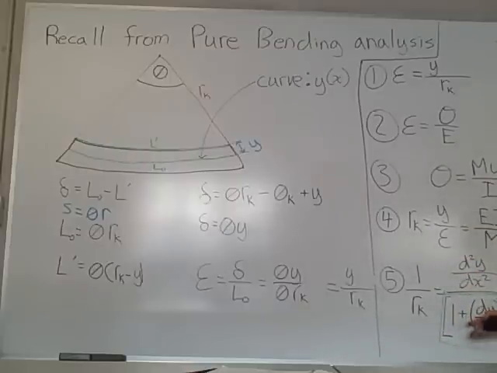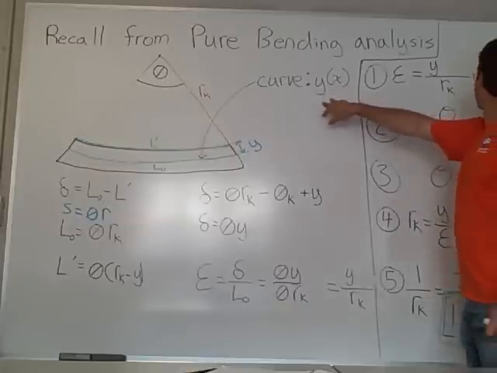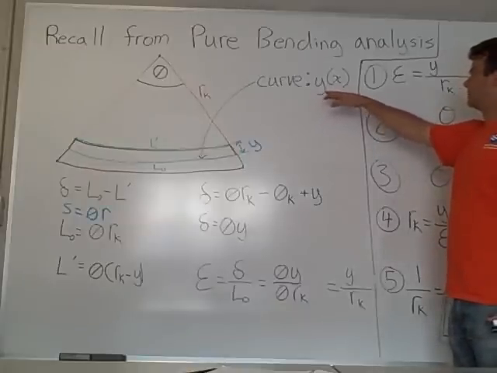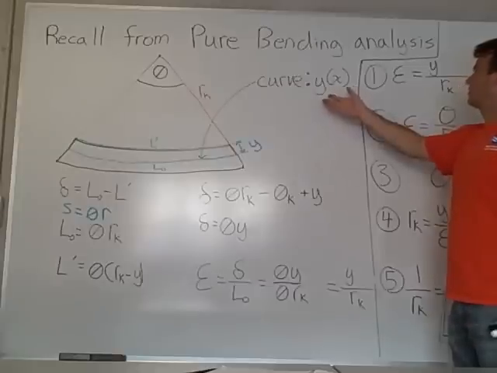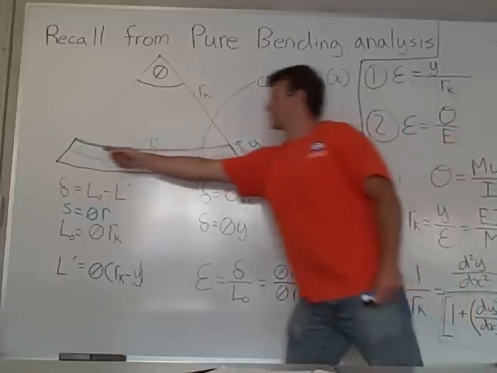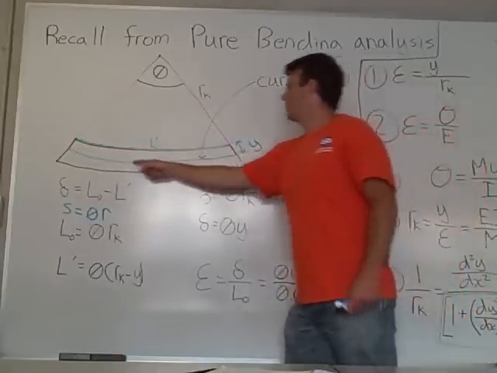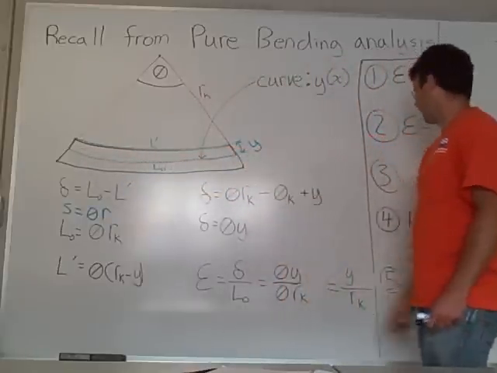I learned this in calculus 3. It would take me some time to go ahead and derive this. It's not so difficult, it just takes a long time. And 1 over the radius of curvature is going to equal the second derivative of our elastic curve. Our elastic curve is y of x, basically. It's going to be this line right here. We're trying to develop an equation for that line.